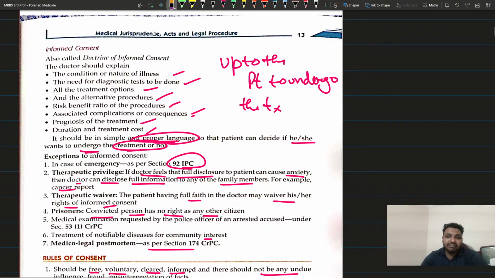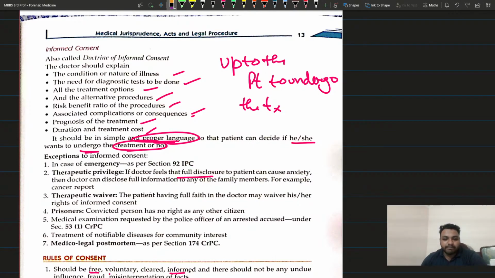Exceptions: in case of emergency, obviously it is your right to first of all save the patient. Therapeutic privilege: basically, the doctor feels a full disclosure to the patient can cause anxiety, then the doctor can disclose the full information to another family member. For example, cancer.